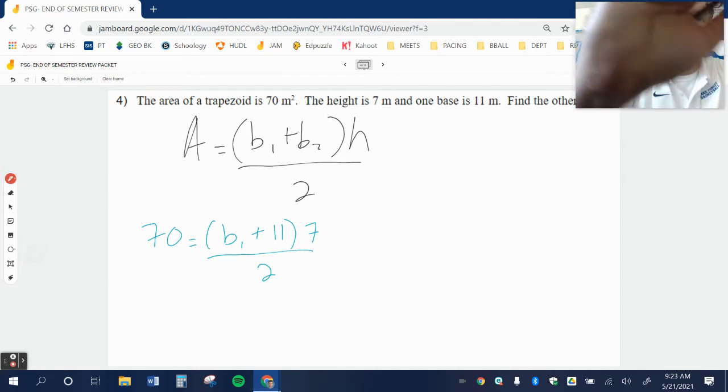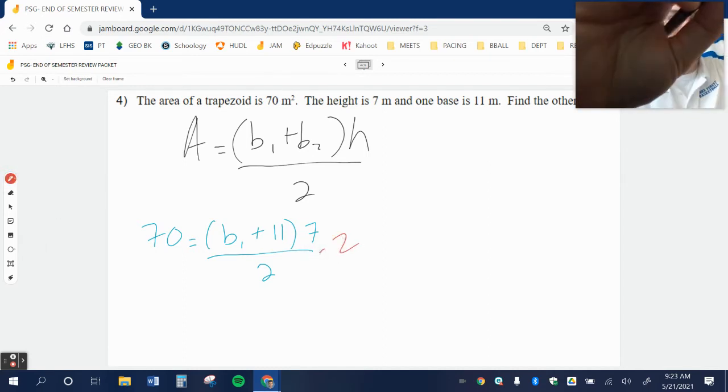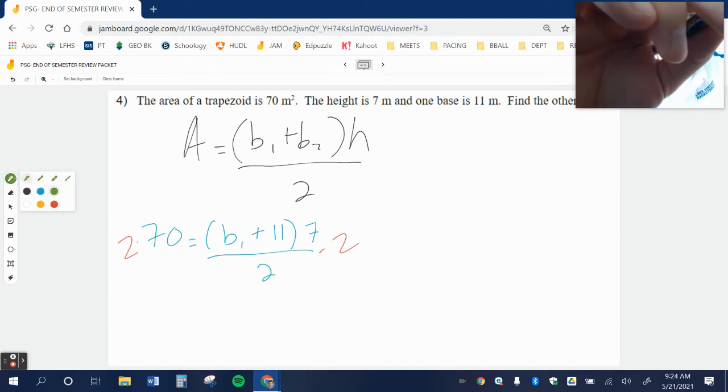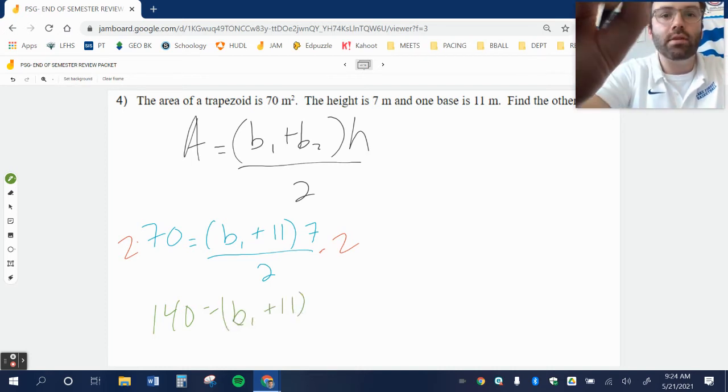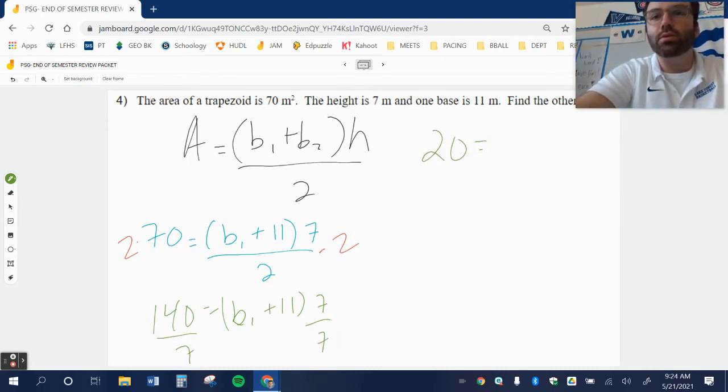All right, so let's clear the 2 out of here. Times 2 on both sides, so I get 140 equals b plus 11 times 7. I'm going to divide the 7 out next and get 20 equals b plus 11. So I subtract 11, and b equals 9 meters.